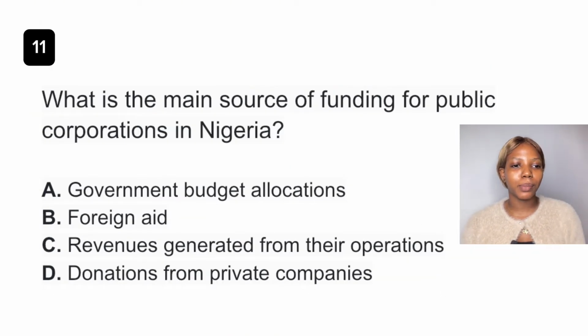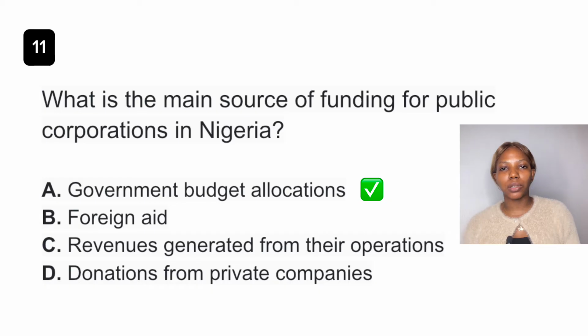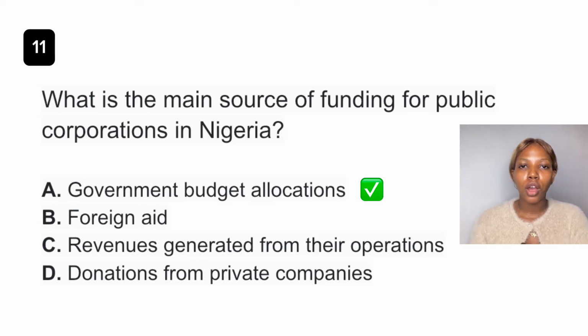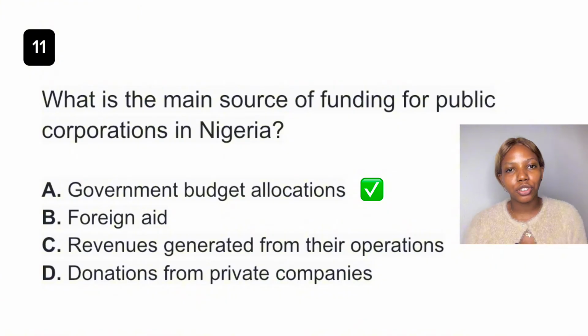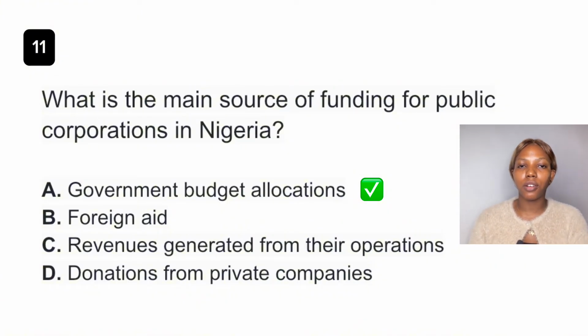Question 11. What is the main source of funding for public corporations in Nigeria? The answer to this question is option A, government budget allocation. So when we think of public corporations, they are government establishments, and they are established to provide essential services for the people. Services like electricity, water. So when we think of public corporation, we think of PHCN, we think of NRC, Nigerian Railway Corporation, we think of NNPC, and so on and so forth.